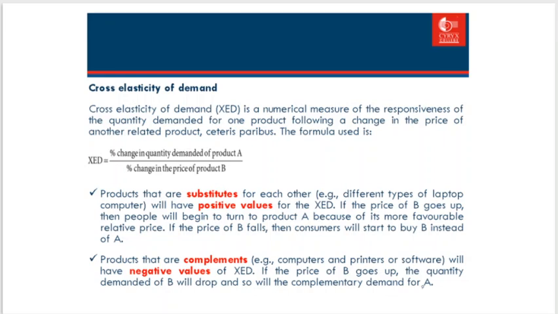Cross elasticity of demand means we will compare two different products. So they will be categorized as substitute products or complement products. Products that are substitutes for each other, e.g., different types of laptop computer, will have positive values for the XED. If the price of B goes up, then people will begin to turn to product A because of its more favorable relative price. If the price of B falls, then consumers will start to buy B instead of A.